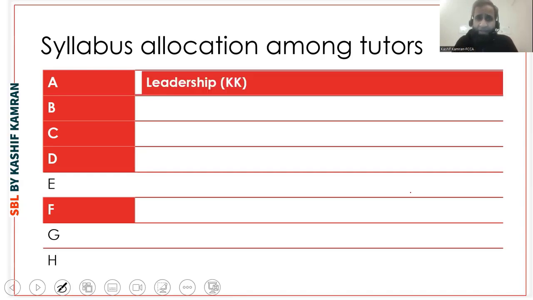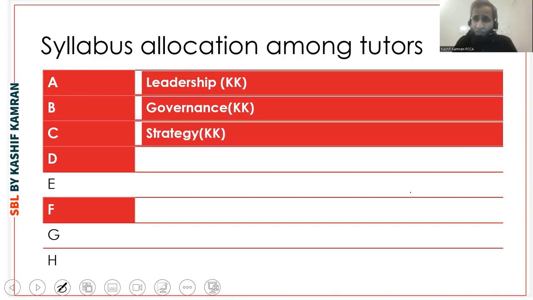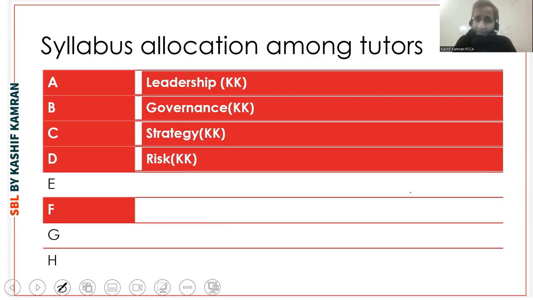Leadership is my area. You can see in the bracket KK. KK means Kashif Kamran. B is governance. That is my syllabus area, KK. C is strategy, which is my syllabus area, and a very core syllabus area because it has a powerful impact on the paper. Risk has a powerful impact on the paper as well, and that is my syllabus area.